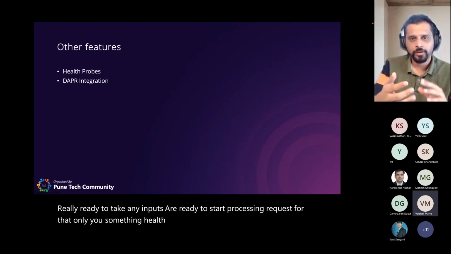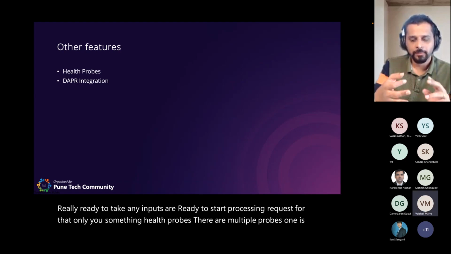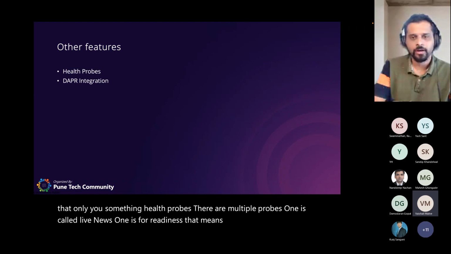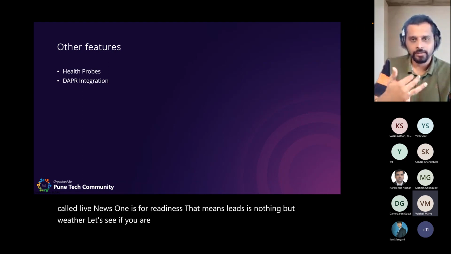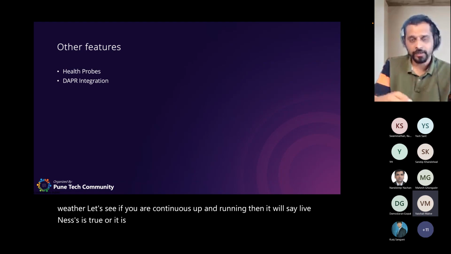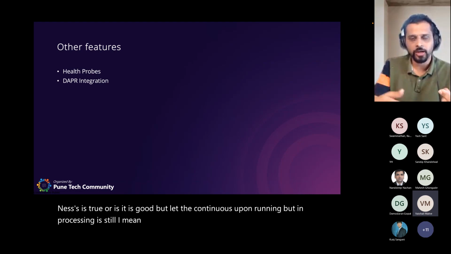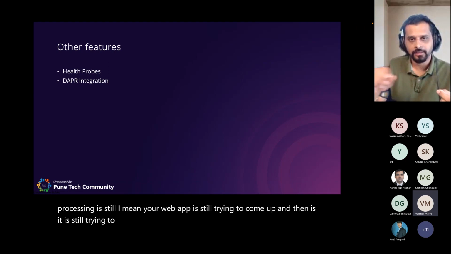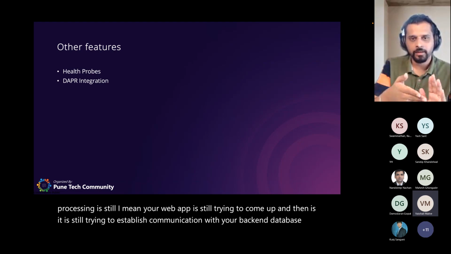There are multiple probes. One is called liveness, one is called readiness. Liveness is nothing but whether your container is up and running; then it will say liveness is true, or good. But let's say the container is up and running, but your web API is still trying to come up, and still trying to establish communication with your backend database. Then the readiness will not be there.